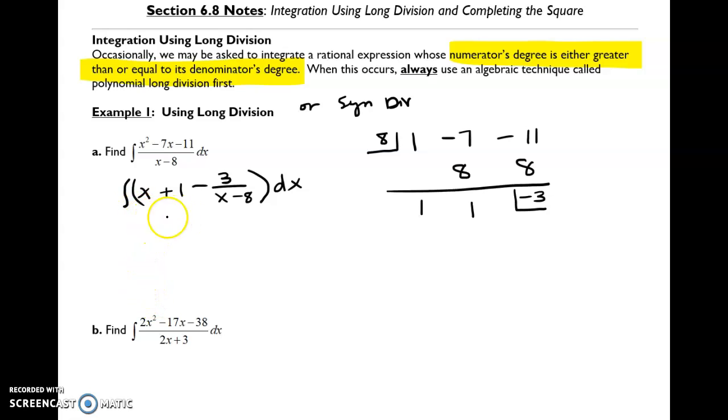And now this looks like something I can actually integrate. So essentially we're just rewriting it first so that we can integrate it. My antiderivative of x is x squared over 2. Antiderivative of 1 is x. Antiderivative of minus 3 over x minus 8: this is technically a u substitution. But again, when I have a linear term here with a leading coefficient of 1, I don't actually have to formally write out my u substitution. This will just be minus 3 natural log absolute value of x minus 8. And then don't forget your plus c.